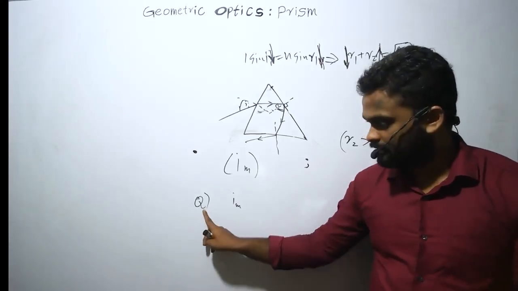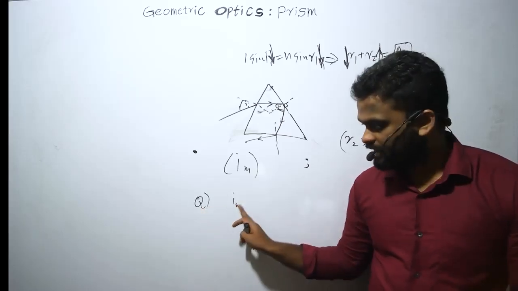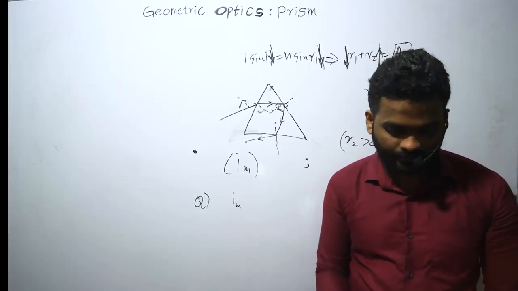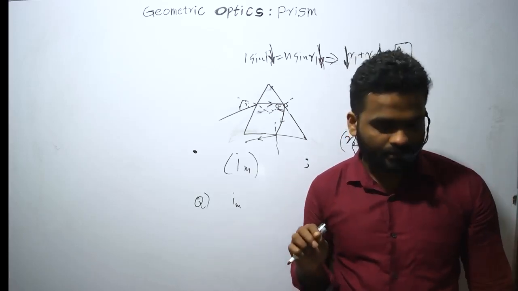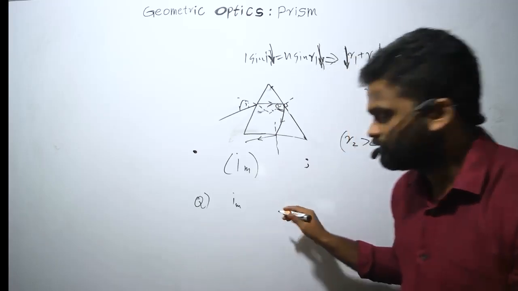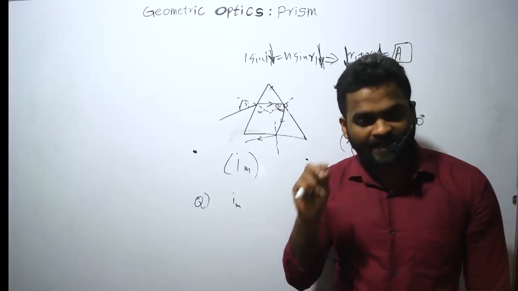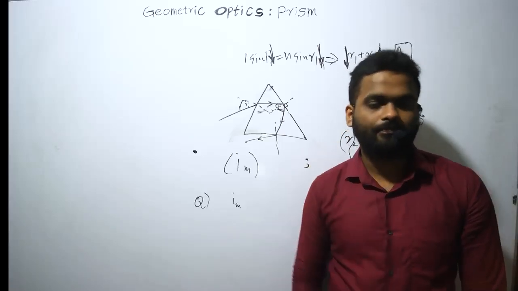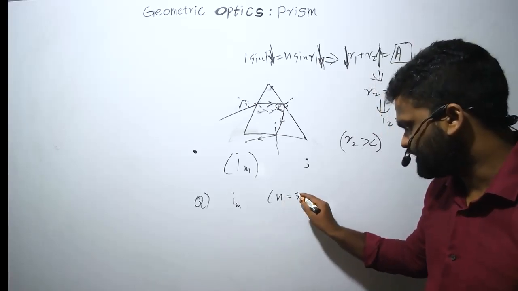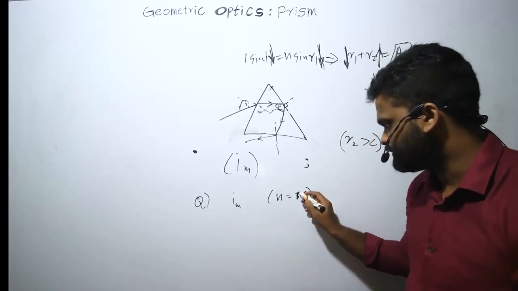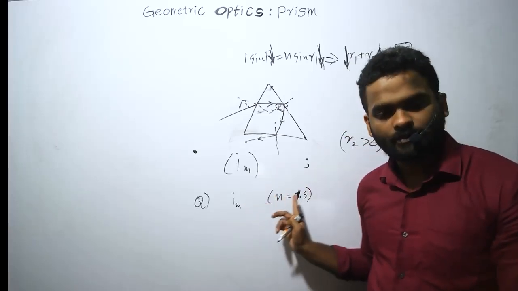Okay, let's do a question to practice this one. Write down: find Im for an equilateral prism. Within brackets, this is a glass prism, so n is equal to 1.5, right?